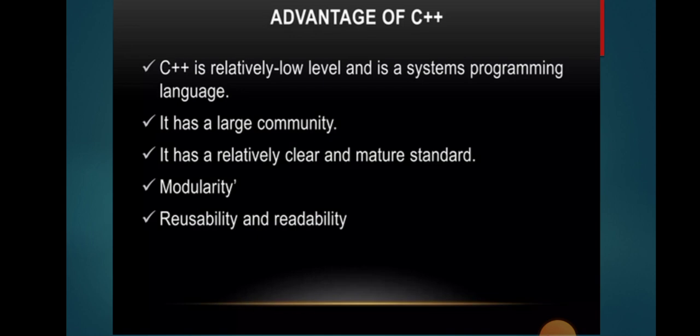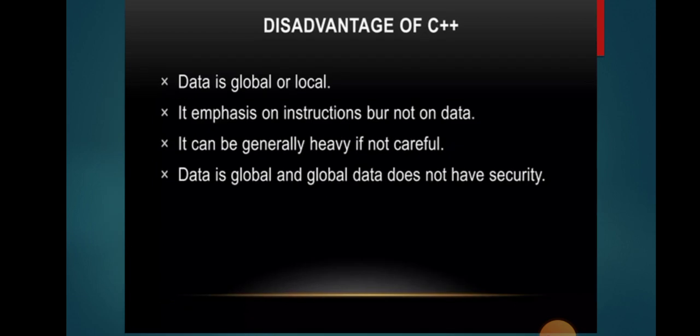What are the advantages of C++? C++ is relatively low level and is a systems programming language. It has a large community, a relatively clear and mature standard, modularity, reusability and readability. These are the advantages of C++.